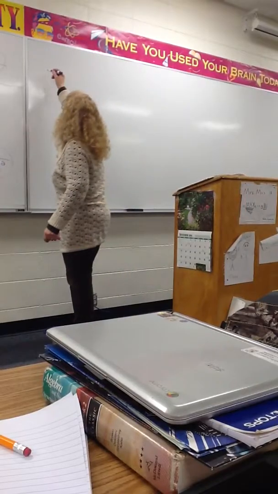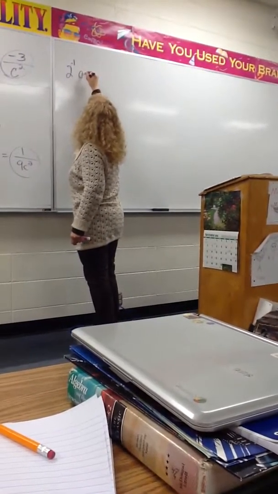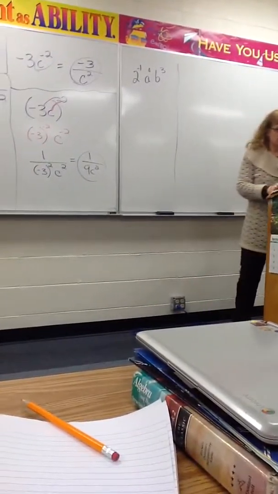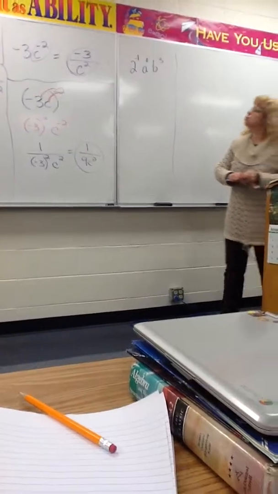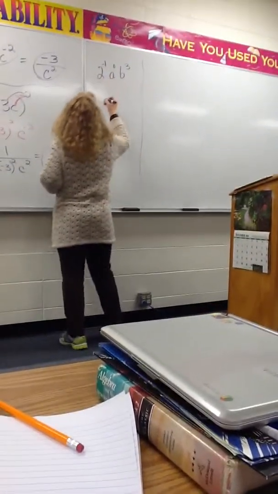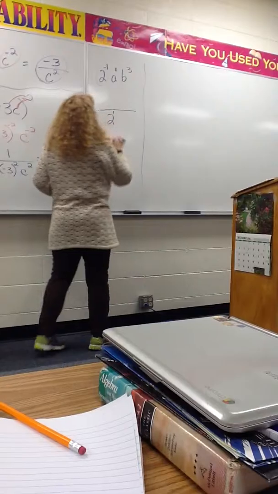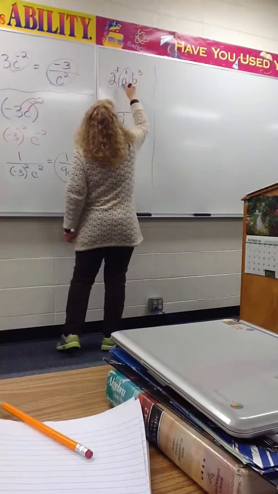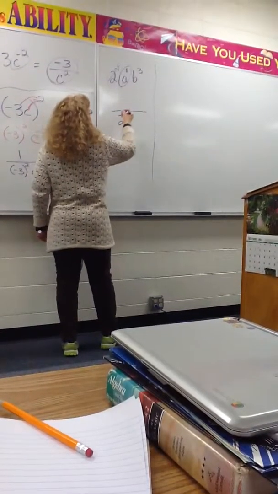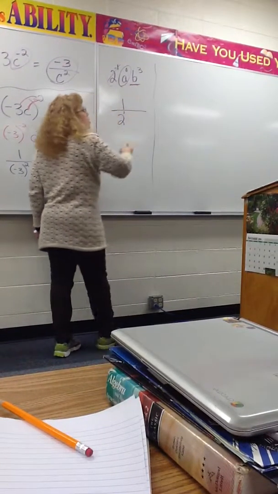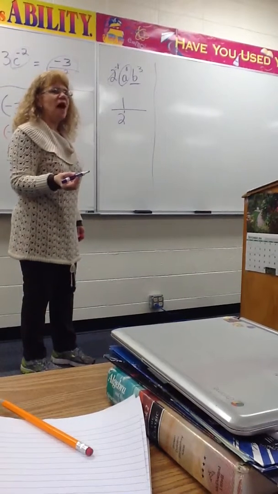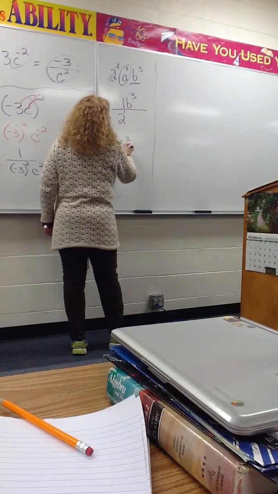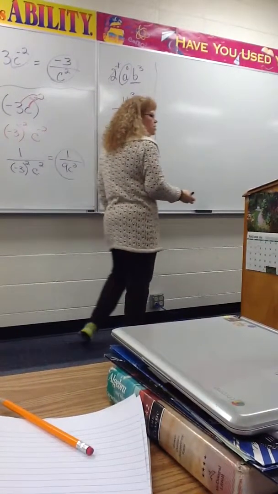How about something like this? 2 to the negative 1, a to the 0, b to the 3. What do I do with the 2? Because it's negative, I'm going to put it in the bottom and make it 2 to the first, or just 2. What about the a to the 0? 1. Top or bottom? What about this? b stays on top. The exponent is positive. You don't need to move it when it's positive. So can I just write that as b to the third over 2 then? Yes. That sounds good to me.